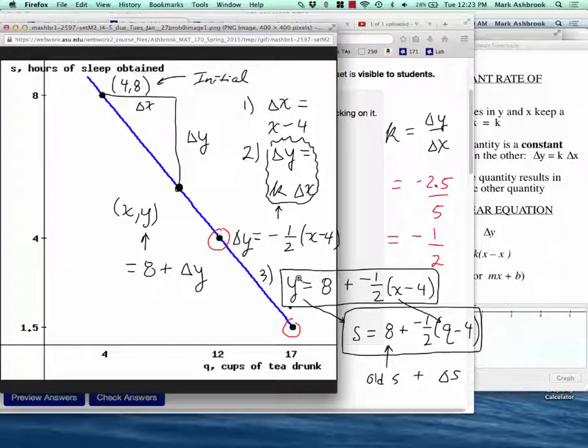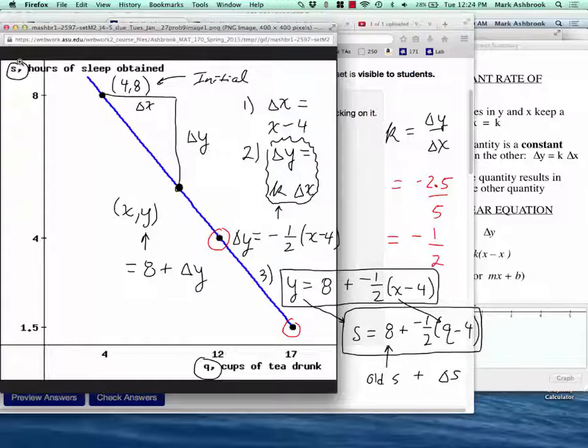No, because this x and y means every and any point on this line. Then unfortunately through this whole thing I used x and y when I should have been using q and s, which are the actual variables. But it's the same in the end. Y is just s and x is just q. It's just a symbol. Okay. These are good questions. Any other questions?